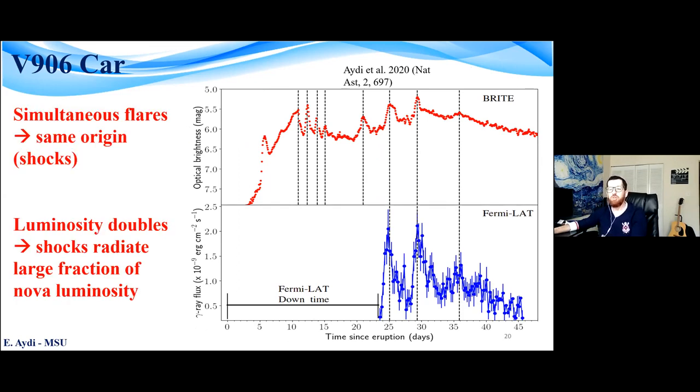The fact that these flares occur simultaneously in both bands means that they very likely share the same origin, which is presumably the shocks. And the fact that the luminosity of the nova doubles during these flares means that shocks will indeed power a substantial fraction of the bolometric luminosity of the nova.